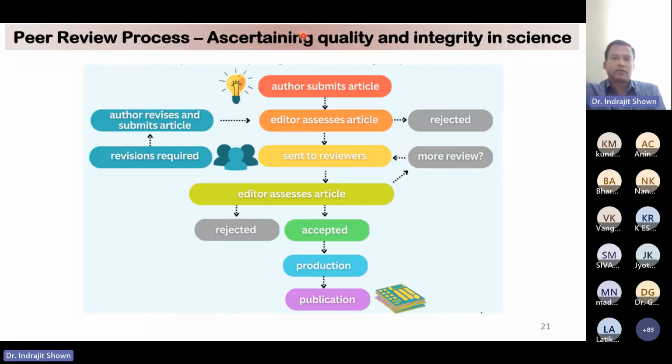Now, in a more simple way: the author submits the article, the editor assesses the article, and the editor can reject, or send it to a reviewer, and then the reviewer will review. There is also some editorial review process. The editor can collect the information from the reviewer, and based on that reject or accept, or some revisions are required or not, and based on that they will accept it.